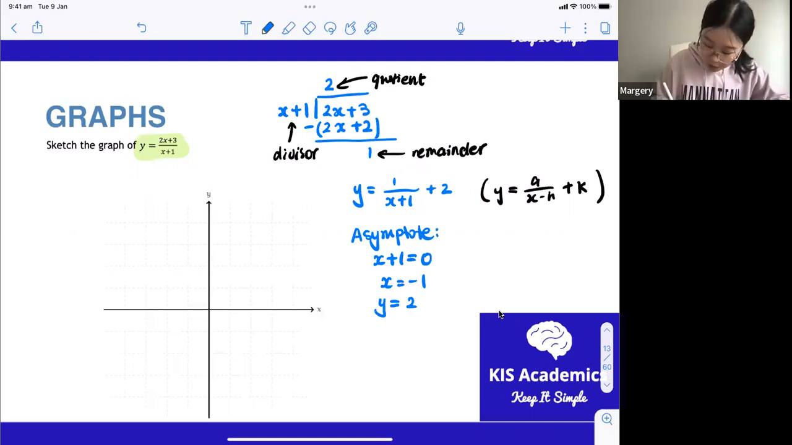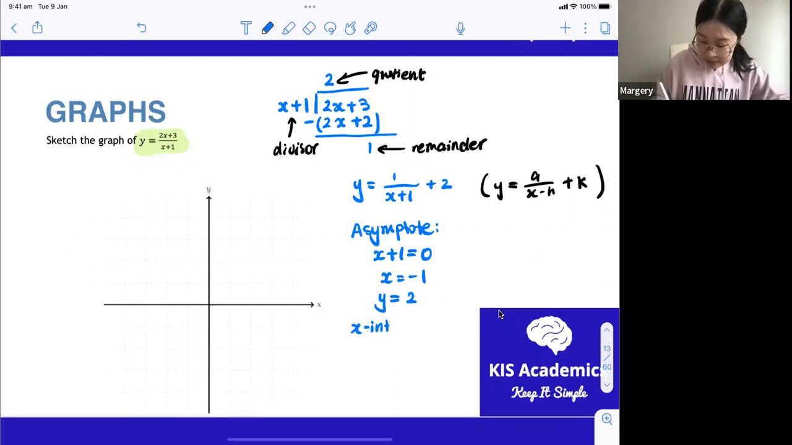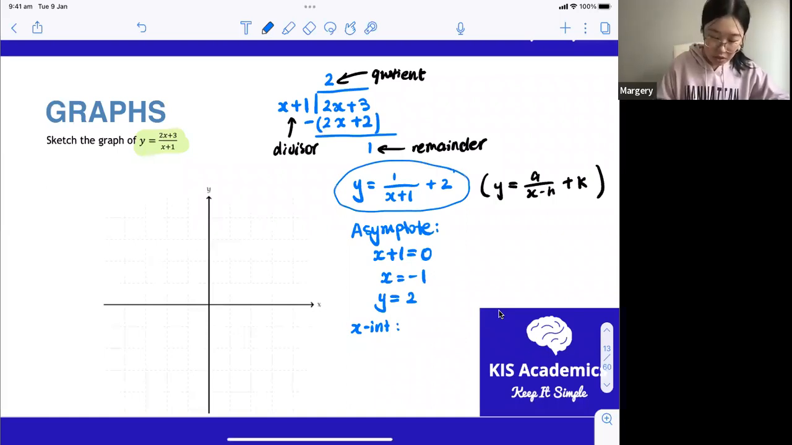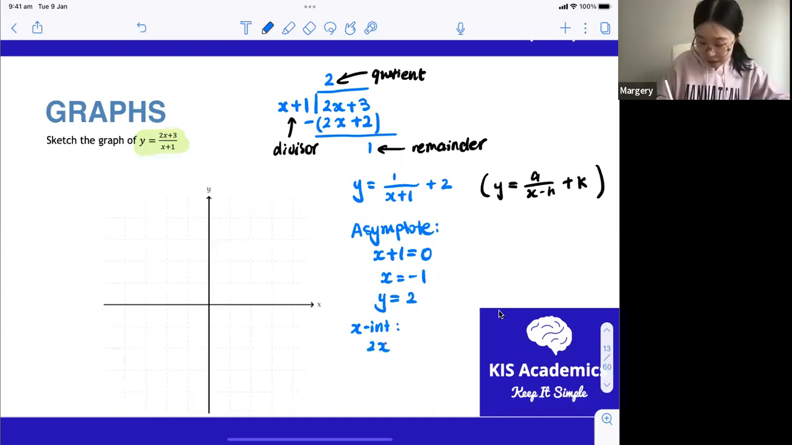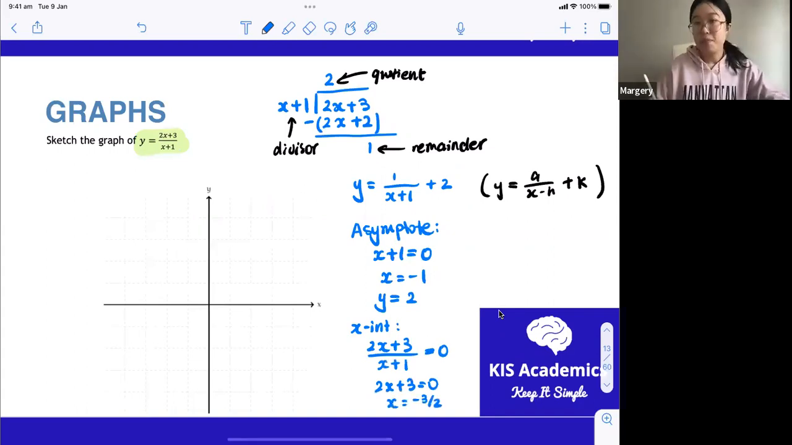After finding the asymptotes, we can then go on to look at our intercepts. Starting with the x-intercept, we let y equals 0. I can use either the simplified equation that we've found or the original equation. It doesn't matter which one you use, but it might be easier to use the original one because there are fewer steps involved. So we let y equals 0 to find our x-intercept. We get 2x plus 3 equals 0, so x is equal to minus 3 over 2.